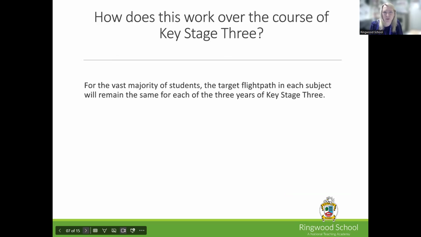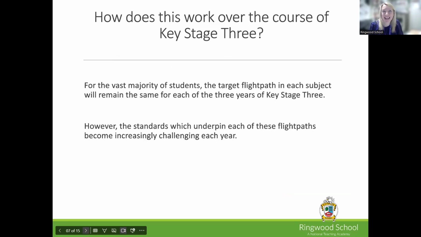So how does this work over the course of Key Stage 3? Actually, our flight paths are what we call flat. In other words, they don't change across the year groups. Year 7 has 5 flight paths with those 5 names I showed you. Year 8 has the same 5, and Year 9 has the same 5. And students don't get incrementally harder targets from one year to the next. That's because the standard that underpins that flight path does get incrementally harder.